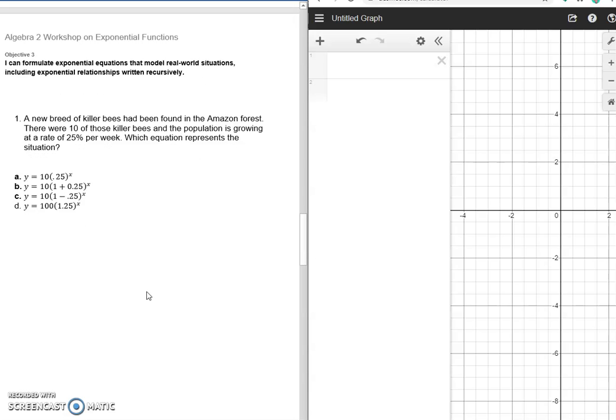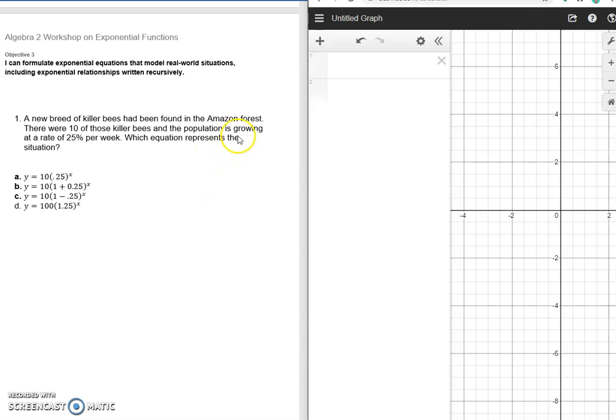All right, we are now on objective 3. I can formulate exponential equations that model real-world situations, including exponential relationships written recursively. Number 1, a new breed of killer bees had been found in the Amazon forest. There were 10 of those killer bees, and the population is growing at the rate of 25% per week. Which equation represents the situation?